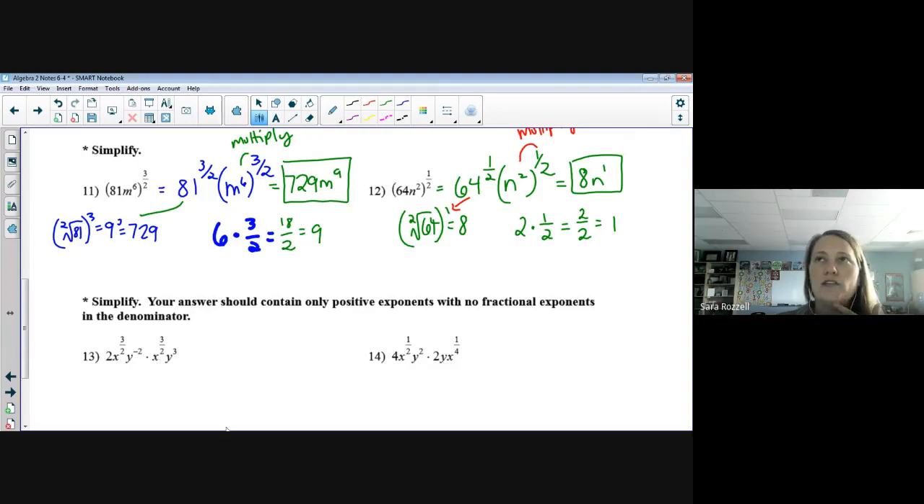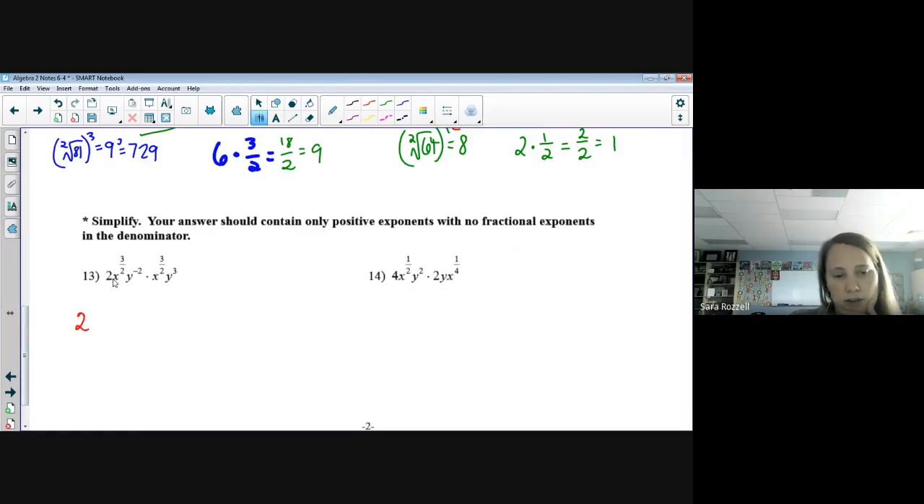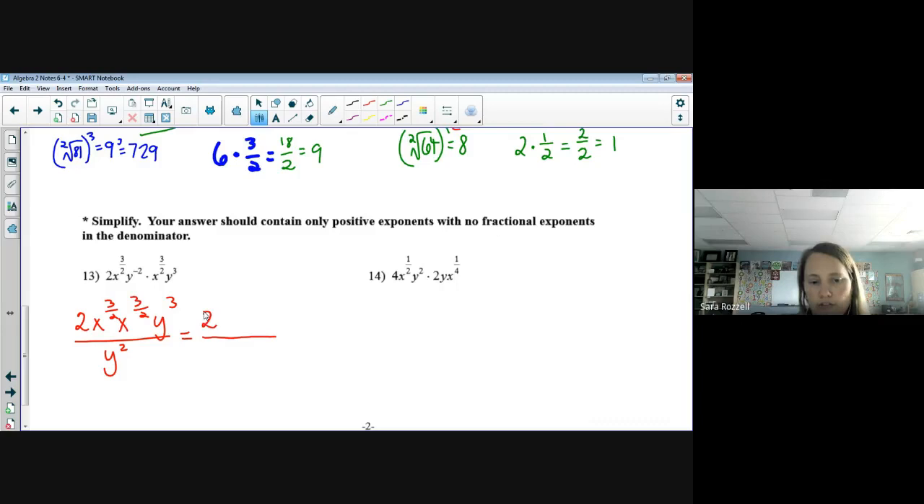So on 13, do we have negative exponents that we need to move? Yep, the y squared is going to go on the bottom. I'm going to rewrite it down here. So we have 2x to the 3/2, x to the 3/2, y to the 3rd, over y to the 2nd. When you move an exponent to the other side of the fraction bar, if it was negative, it becomes positive. Is 2 the only constant, or can we combine our coefficient with anything else? It's going to have to stay a 2, right? There's no other coefficient to simplify with.